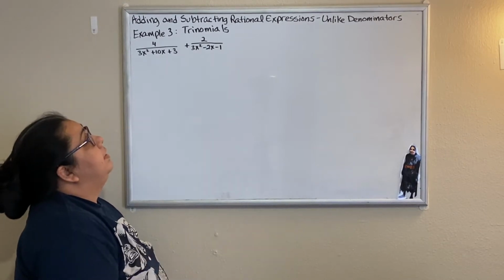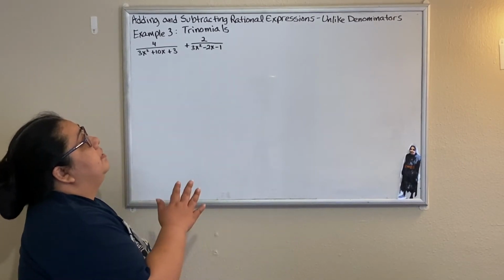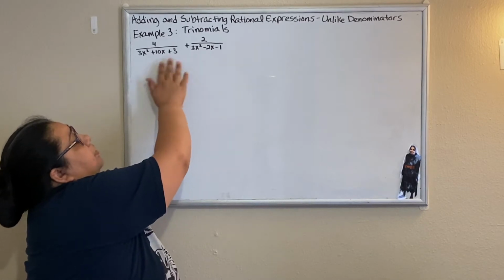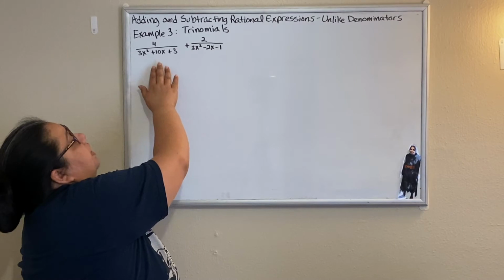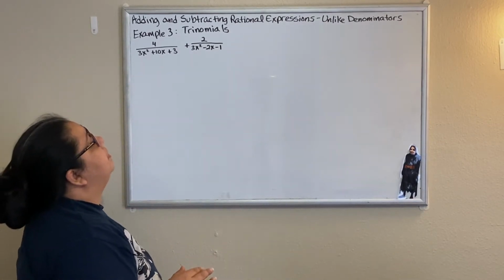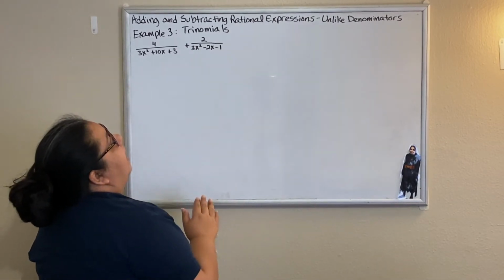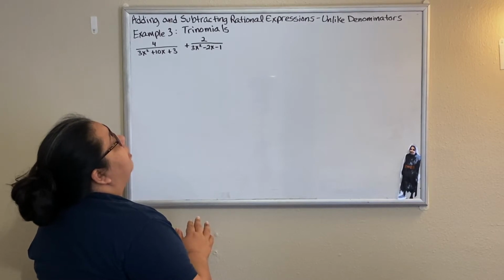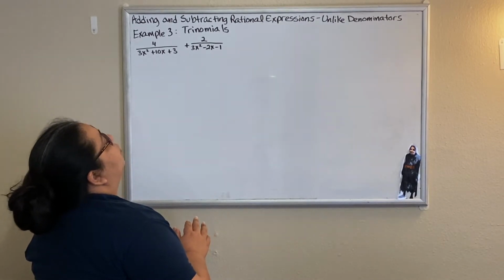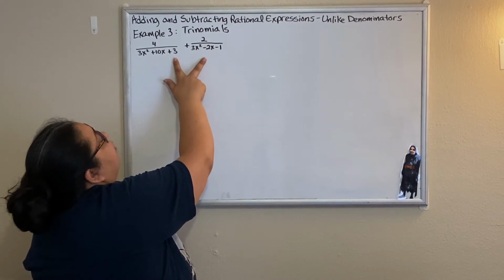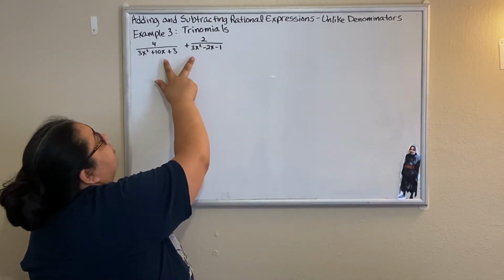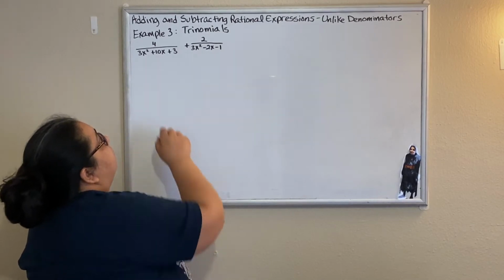Okay, so here in example 3, we're adding and subtracting rational expressions, and we're going to use trinomials. In the first term, I have 4 over 3x squared plus 10x plus 3. In the second term, I'm adding 2 over 3x squared minus 2x minus 1. Notice my denominators are both trinomials, and we need to factor those using factoring techniques.